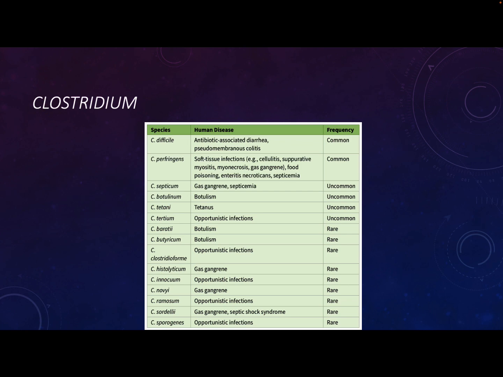These are other ones that cause disease. So most commonly, if you see a clostridial infection, you're going to be seeing Clostridium difficile, which they'll sometimes call C. diff, or Clostridium perfringens. But of course, we also do have Clostridium botulinum and Clostridium tetani as uncommon but not rare. So there are other species that can cause similar types of infection, but these are the 4 big ones: difficile, perfringens, botulinum, and tetani.